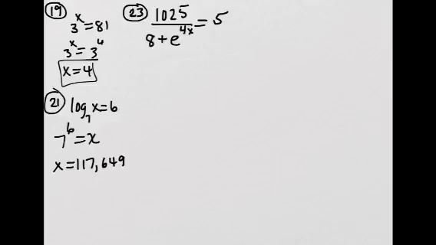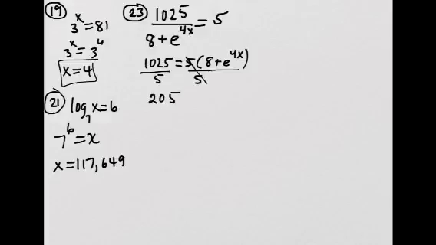So I'm going to multiply both sides by this denominator. So when I do that, I get, on the left side it cancels. So we're left with that. On the right side it's 5 times 8 plus e to the 4x. So I can divide by 5, especially because I see that 1025 is divisible by 5. So that's going to give me 205 equals 8 plus e to the 4x. I'm going to subtract 8.